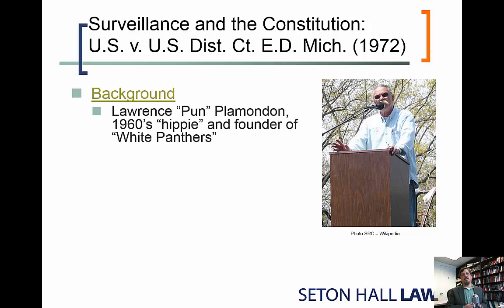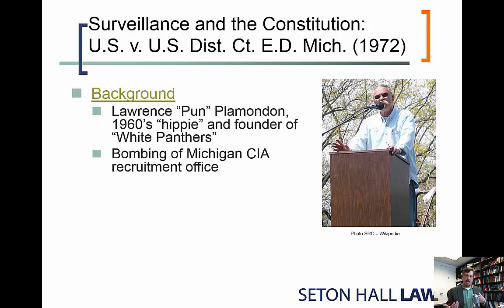He was a lot younger, obviously, when all these events happened, but he was a kind of well-known radical activist hippie in the 1960s. He was a founder of an organization called the White Panthers, which was an organization that was supporting the goals and aims of the Black Panthers in the 1960s, which of course was a radical African-American organization that at times even advocated the use of violence to deal with kind of the racial tensions at the time. Plamondon was allegedly involved in the bombing of a CIA recruitment office in Michigan, and I gave you a link to some of the background materials.